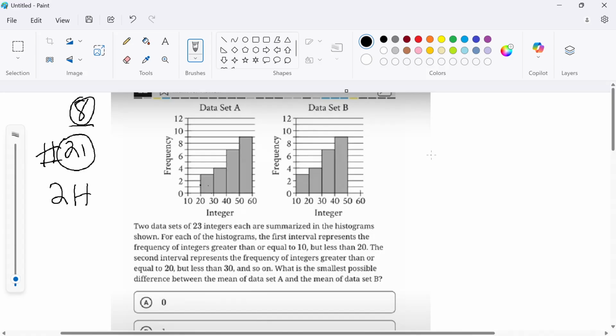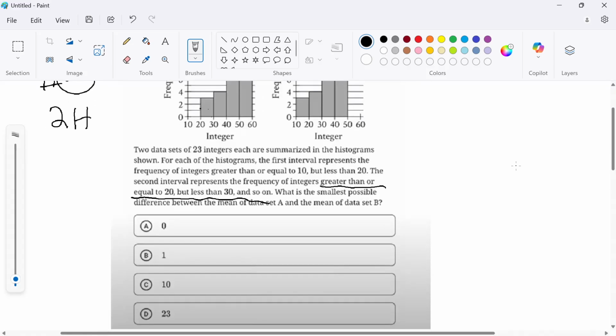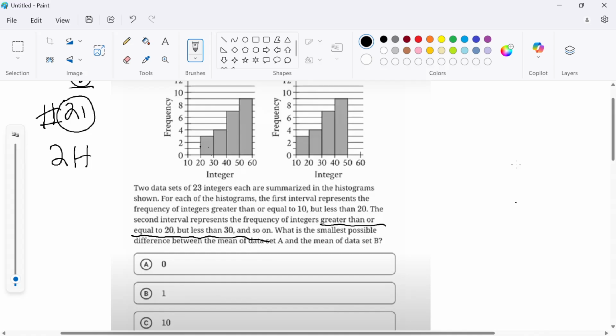Two data sets of 23 integers each are summarized in the histogram shown. For each of the histograms, the first interval represents the frequency of integers greater than or equal to 10 but less than 20. The second interval represents the frequency of integers greater than or equal to 20 but less than 30. I'm going to underline that point. You could highlight it when you're working the test. What is the smallest possible difference between the mean of data set A and the mean of data set B?